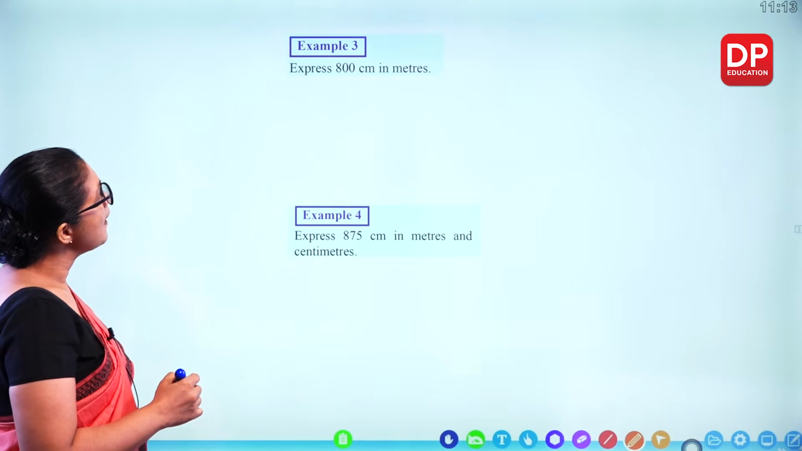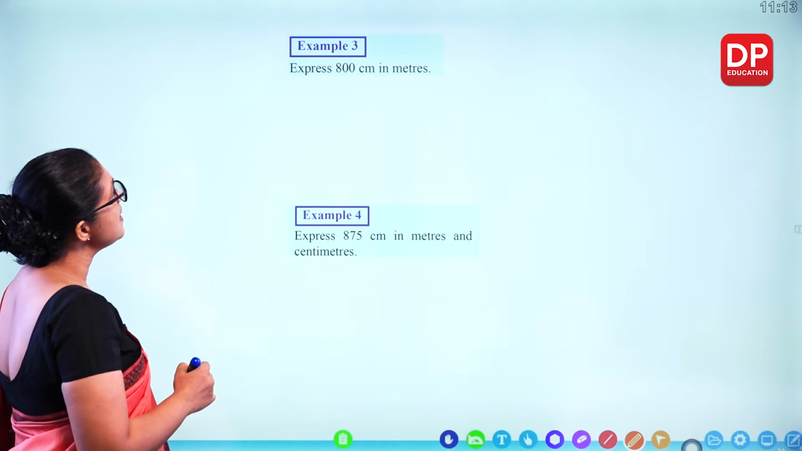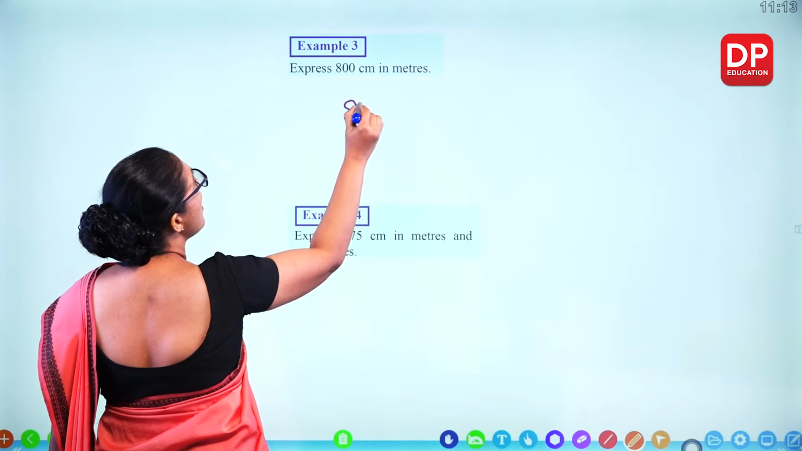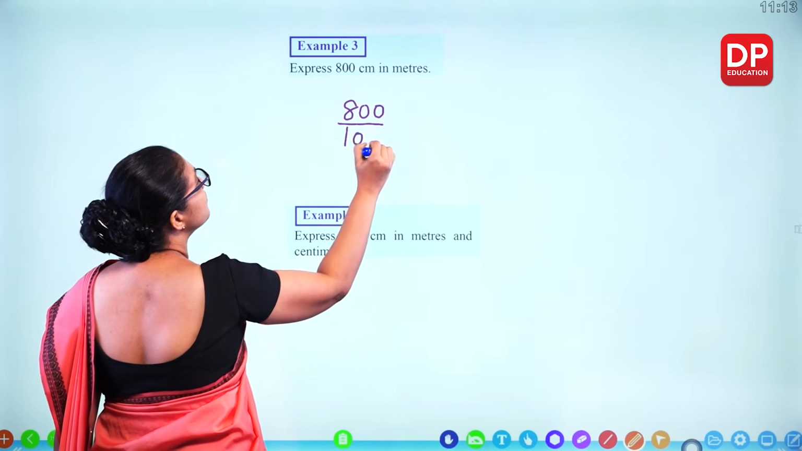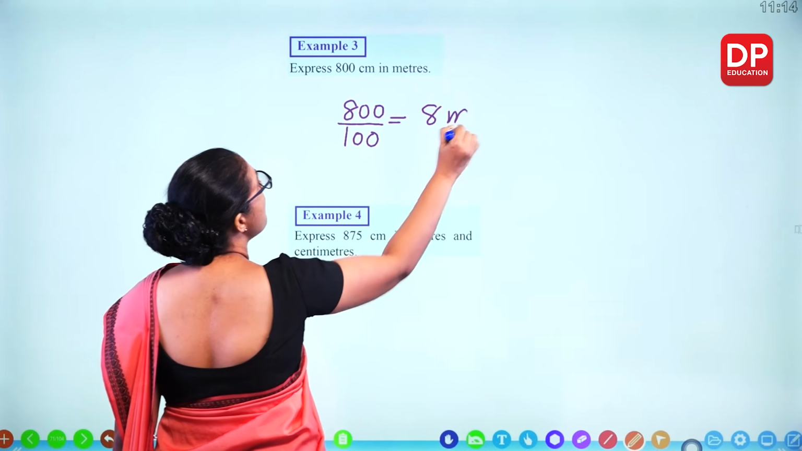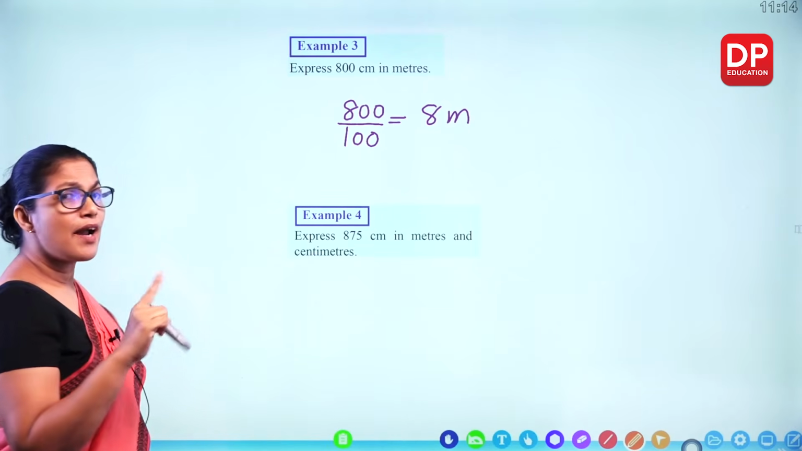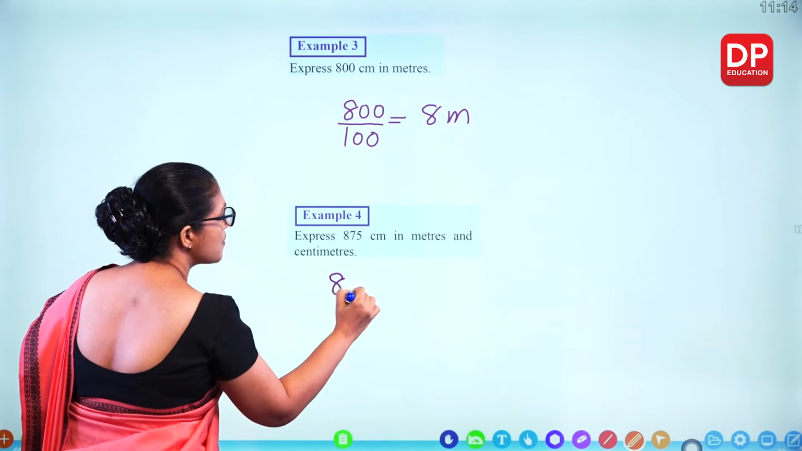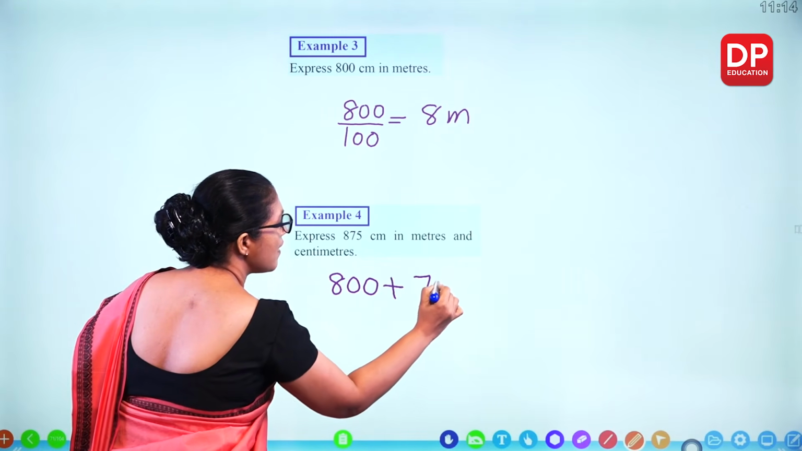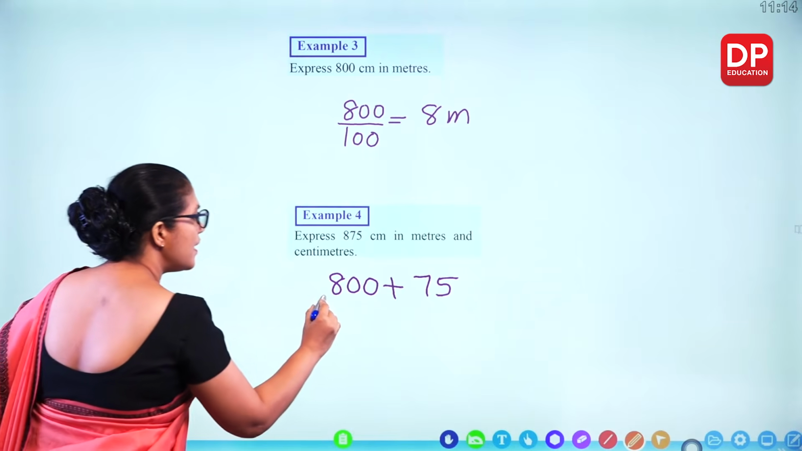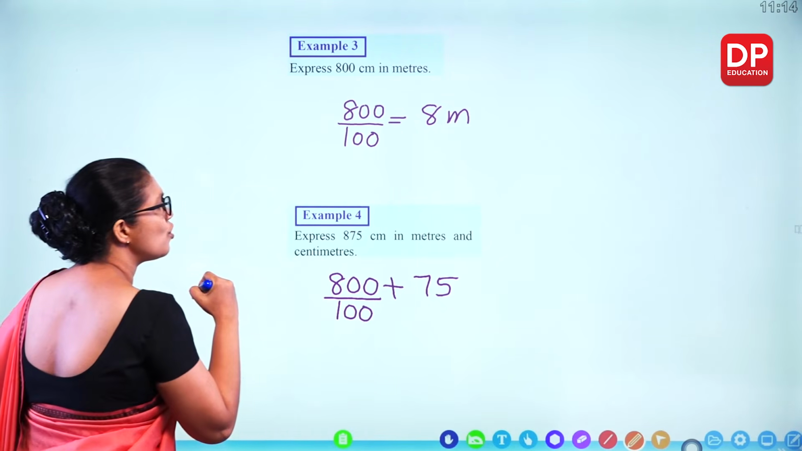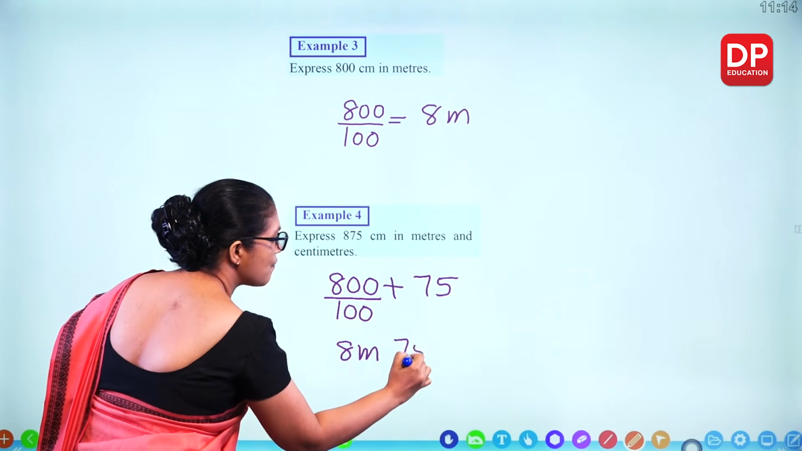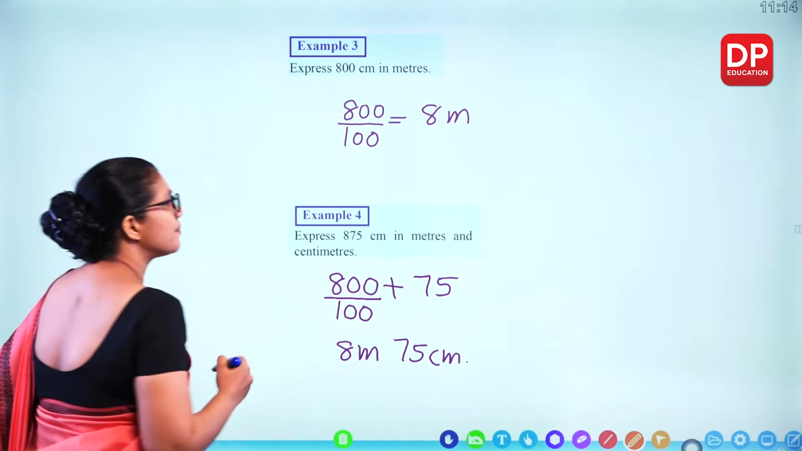Example 3. Express 800 centimeters in meters. Centimeters in meters, so divide by 100. 8 meters. Example 4. 875 centimeters in meters. So I can split 875 as 800 plus 75. This one I can convert to meters. So 8 meters and 75 centimeters.